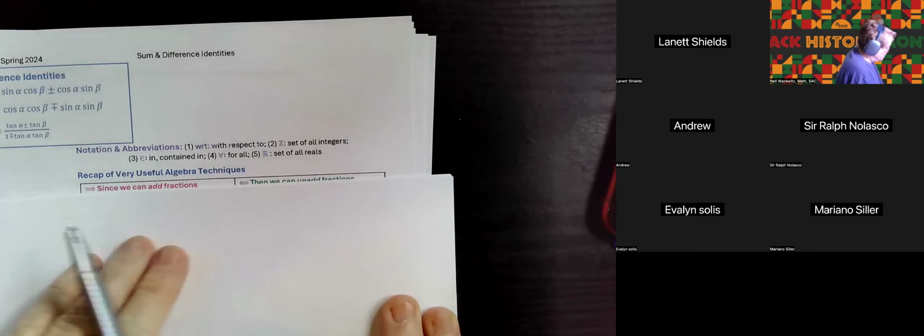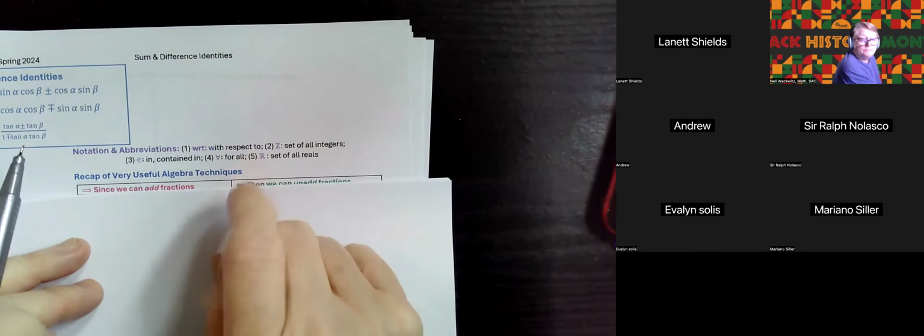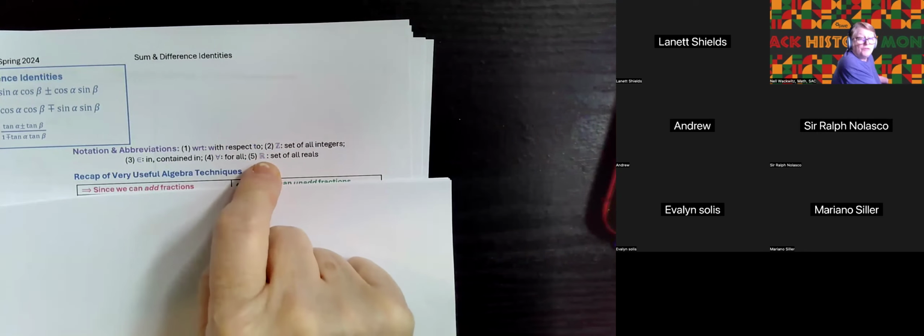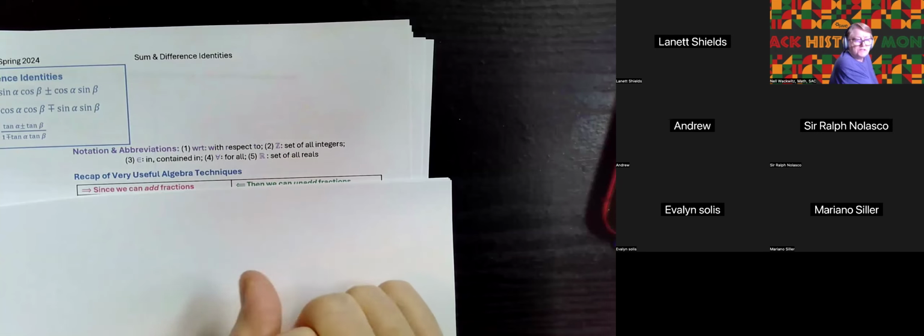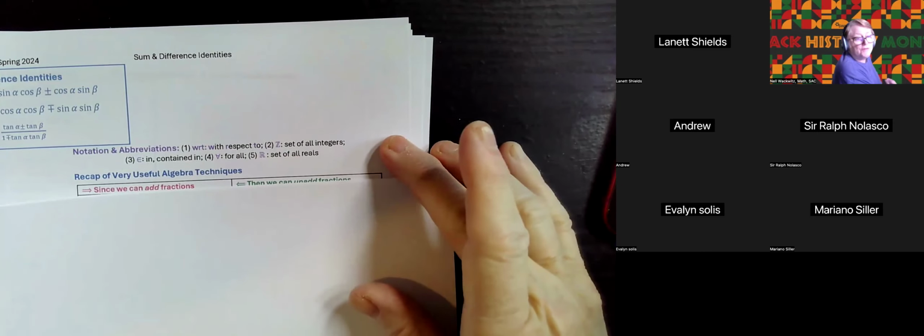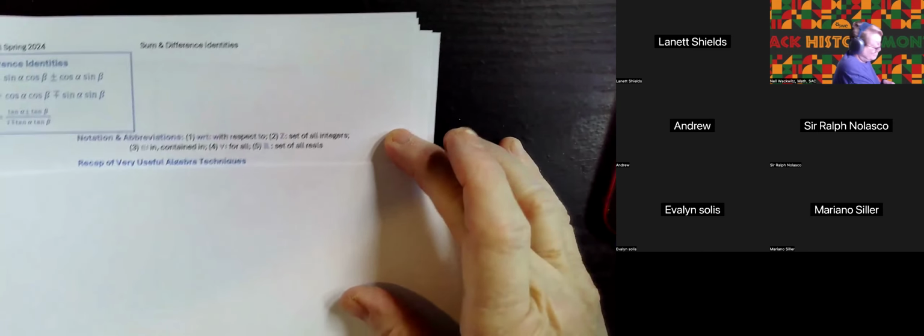Oh, I did want to include some information in our notes. Z with a double bar is the set of all integers. Epsilon, or that Greek E, means in or contained in. The upside down A means for all. The R with a double bar means the set of all reals. I think those are all of the symbols, notations that we've used so far. If you can think of another one, tell me and I'll put it in here.